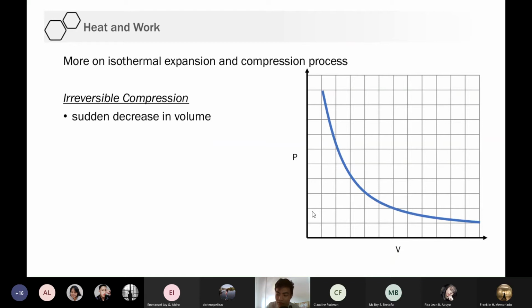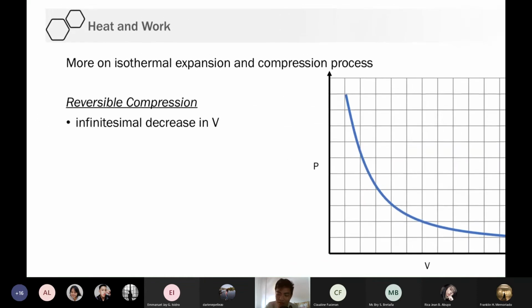Now, let's talk about compression. So, compression, baliktad naman. Ito yung final mo. Okay, let me use red ink. So, this is your initial. This is your final. This is your delta V. Okay. So, mangyayari, kapag irreversible compression, magugulat na lang yung system. Sudden decrease, no? So, from here, gugulat na lang siya, uy, andito na ako. Okay. So, bale, ang kukunin mong area dyan is ganito.